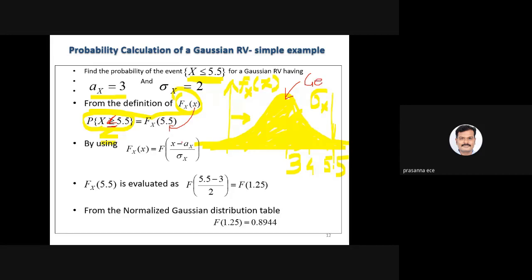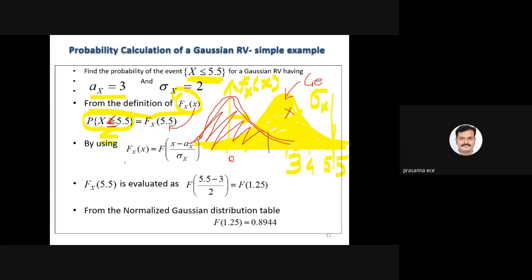But we have table values only for the normalized Gaussian curve, which always lies at the origin. A normalized Gaussian curve is a bell-shaped curve centered at 0. So we know the area only for this curve, which is listed in the table, but we don't know the area for this curve. So how do we use the area of this curve for this curve?